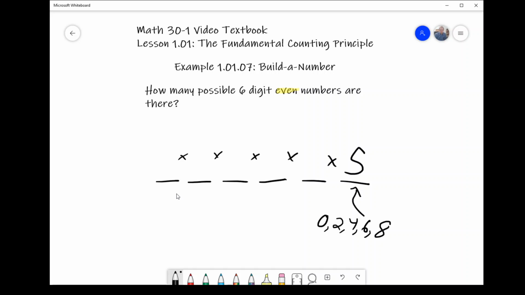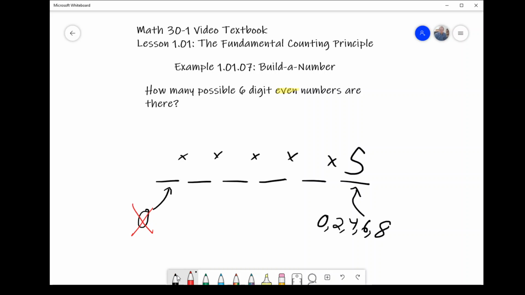Our other restricted digit is not that obvious. It is very, very tempting to just go 10, 10, 10, 10, 10, and 5, and say that we have 500,000 options and be wrong. Because if this leading digit is a 0, then we don't have a 6-digit number anymore. It's only a 5-digit number.